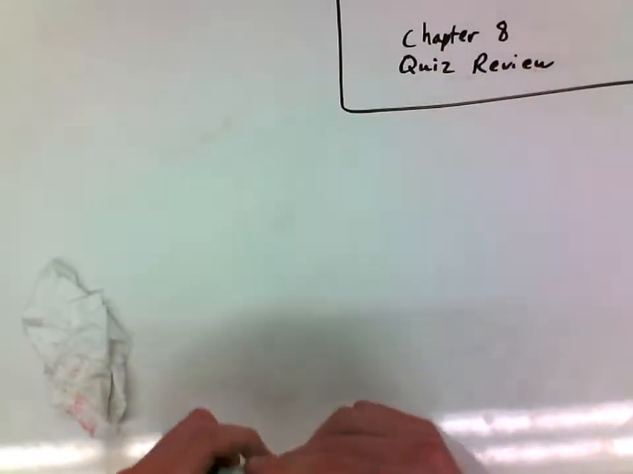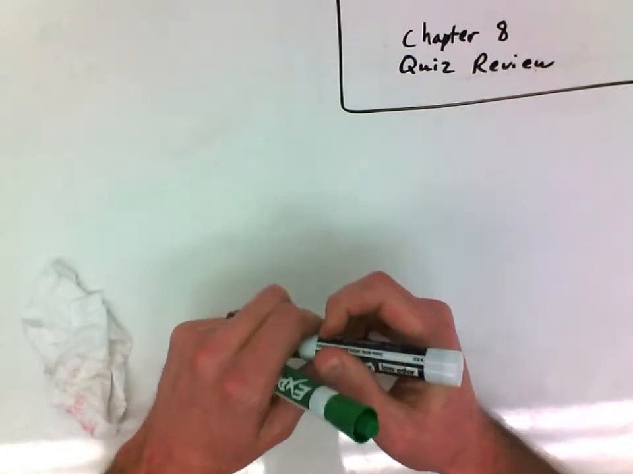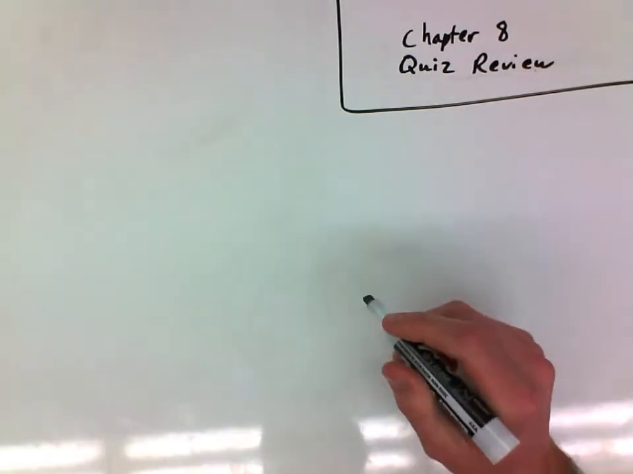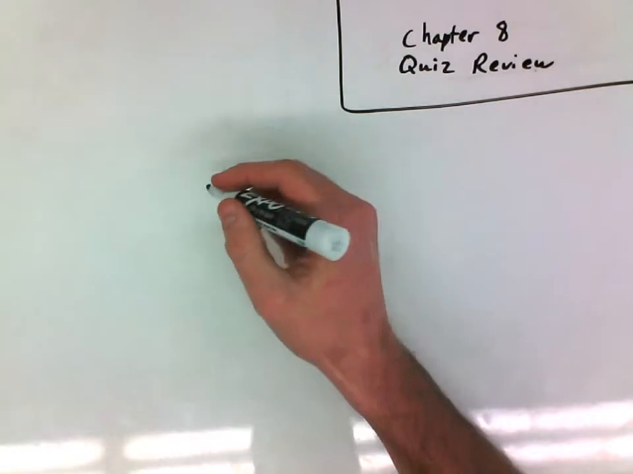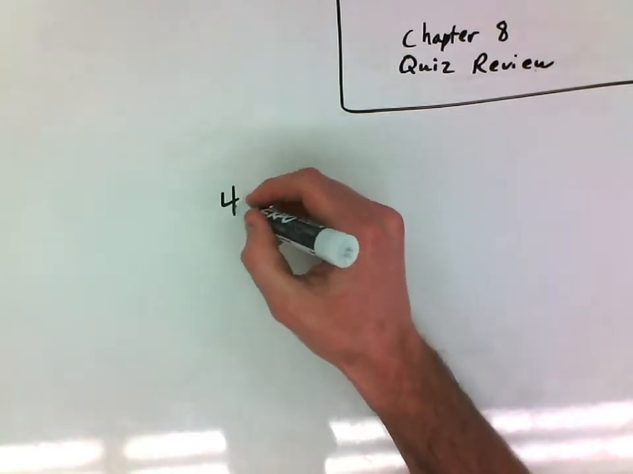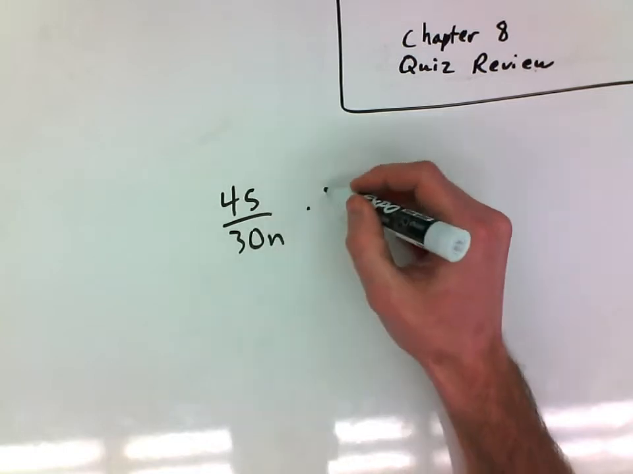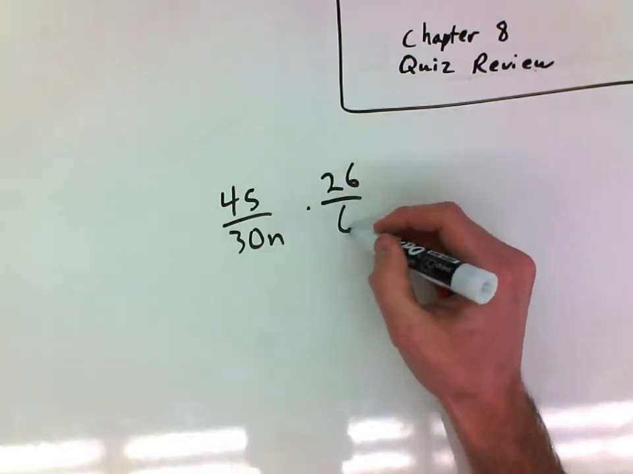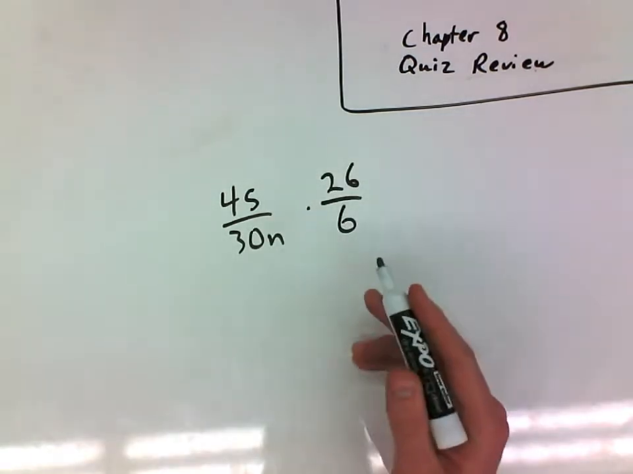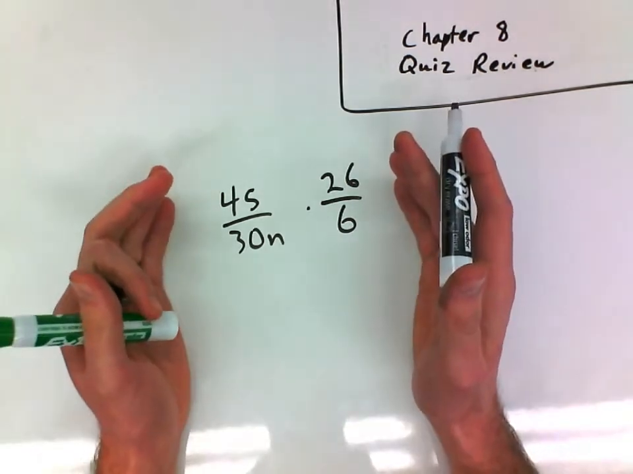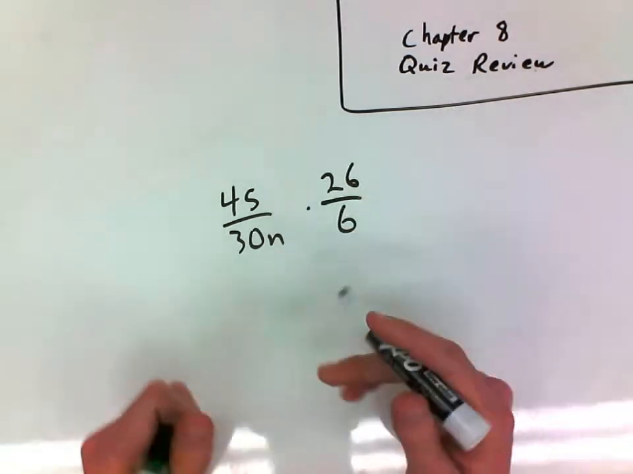All right. So in this chapter, we learned a lot about simplifying expressions. So one expression we can simplify could be something like this. Okay, so I've got this expression. What I want to do is break it apart and see what kind of cancels.